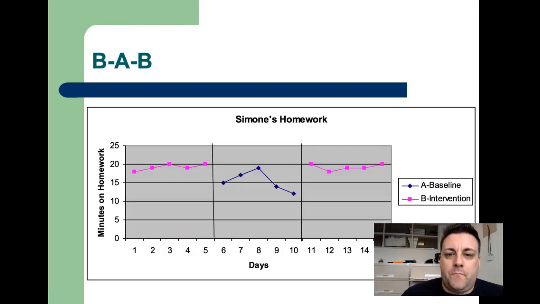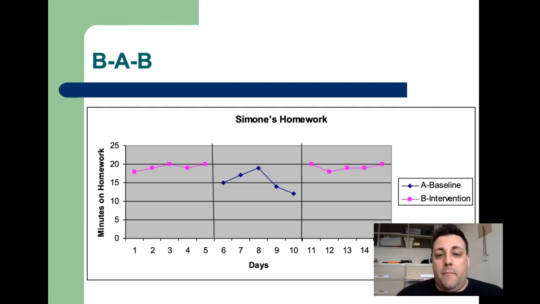an A phase. So we could use that example with Simone if we wanted to, and so maybe in this case we can see that she's spending much more time in the B phases, which are sort of the first third and the last third of the 15-day study period, displayed on the graph here.